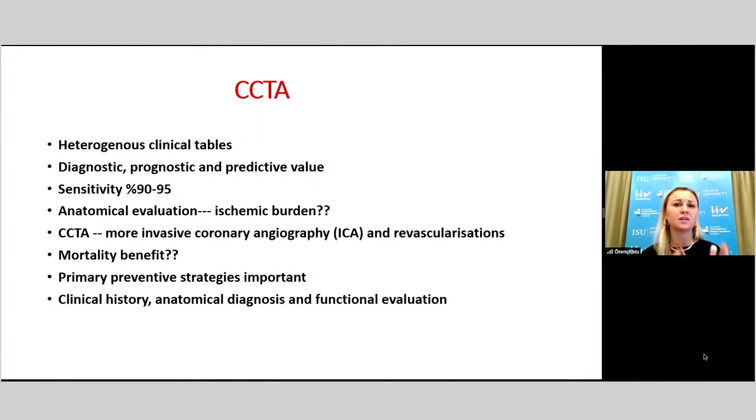If there is any anatomical narrowing or occlusion, we should perform functional evaluation to understand the ischemia burden for revascularization, before a revascularization, of course.